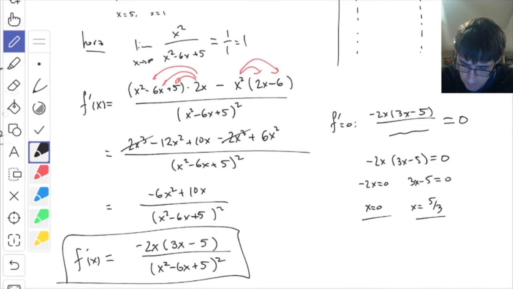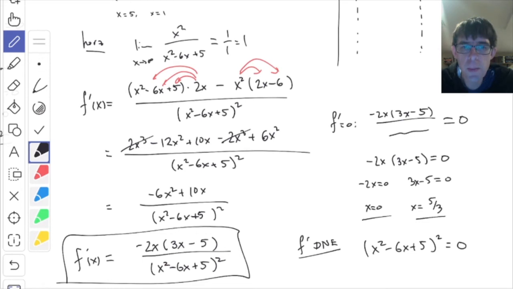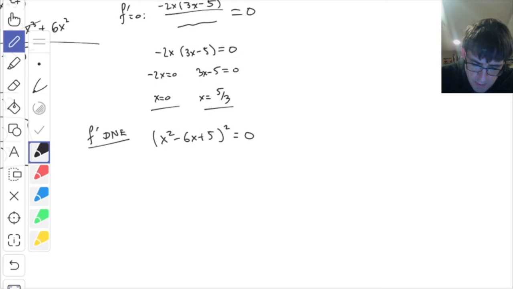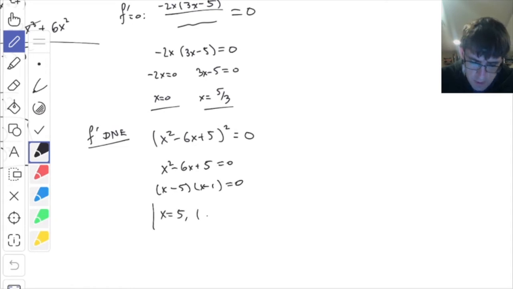And then we also have numbers where the f prime does not exist. That would just be setting the bottom equal to 0 as usual. I'm using the bottom from f prime of x, remember? And then what do we get from this? You can get rid of the squaring by square rooting on both sides. I get this. And then actually this you solve in the same way. It factors, just like we did to find the vertical asymptote. The factors are x minus 5, x minus 1. And we get x equal 5 and 1. So these are 2 points where the derivative does not exist. All right.